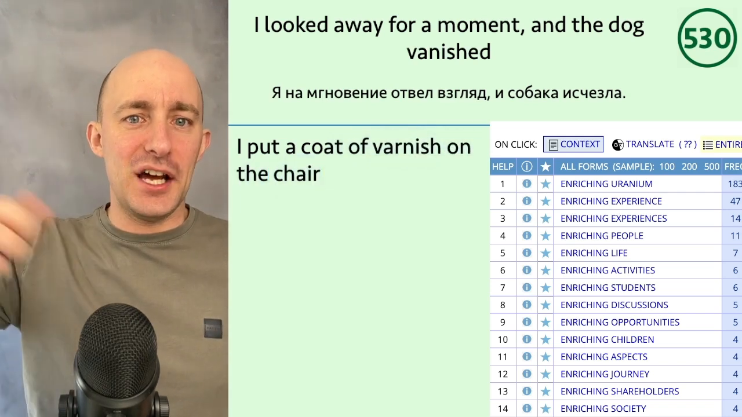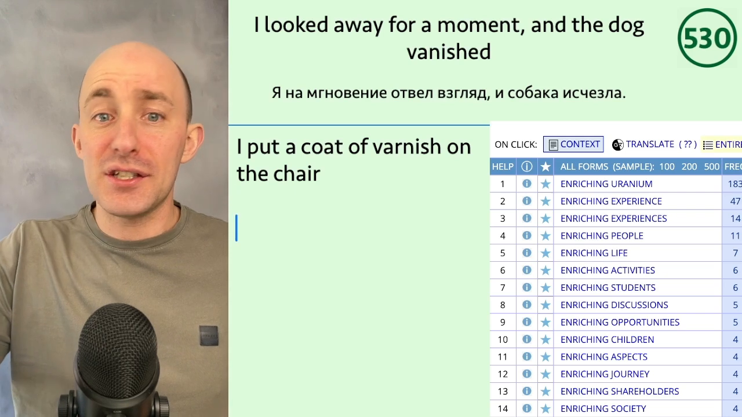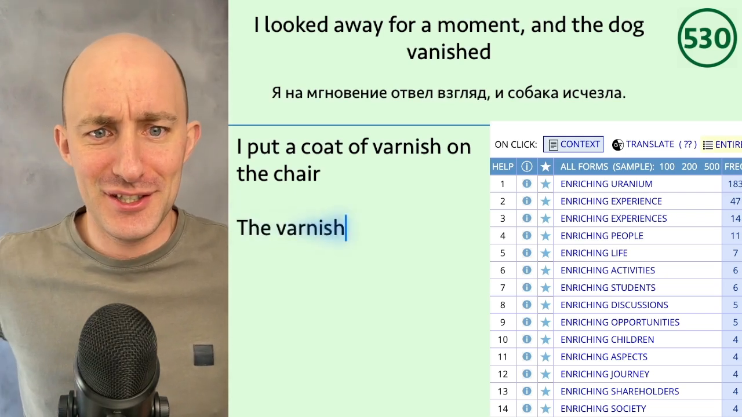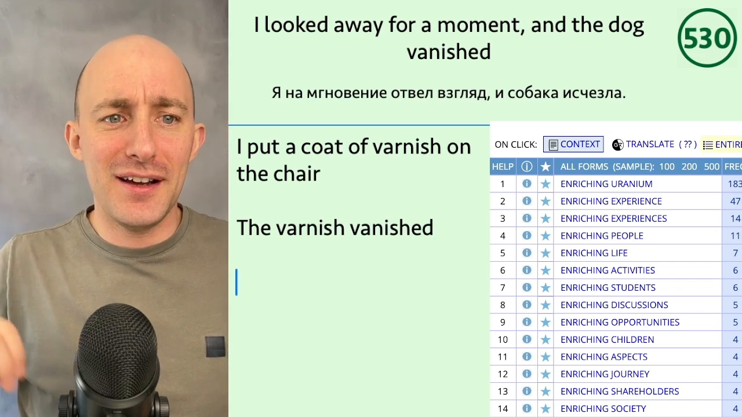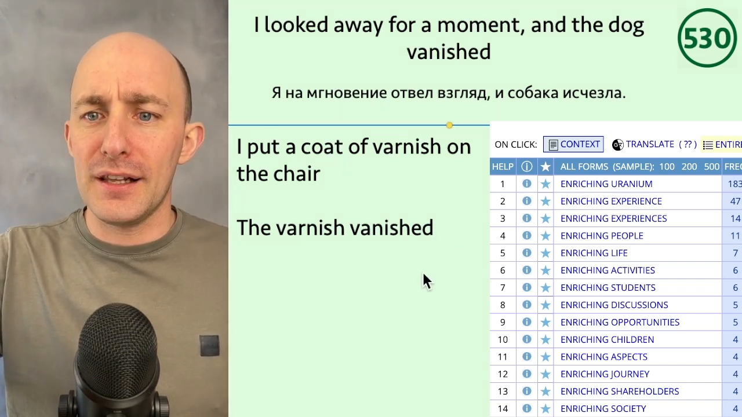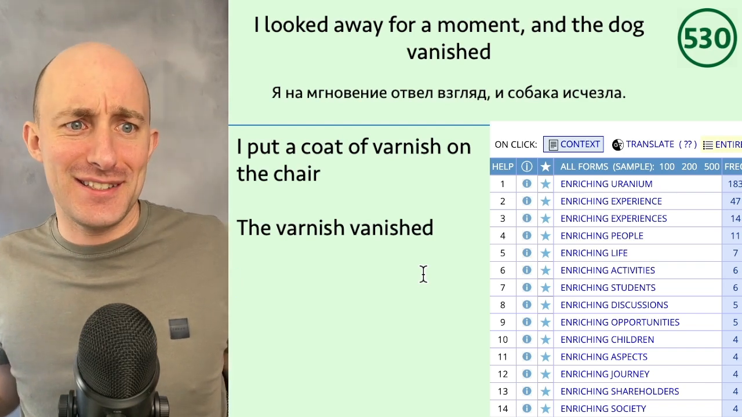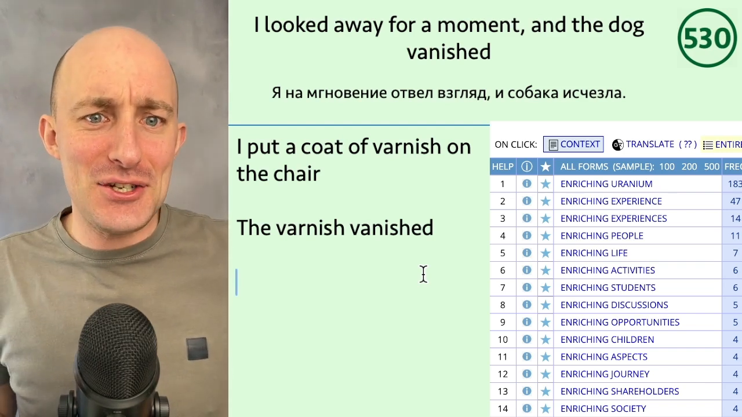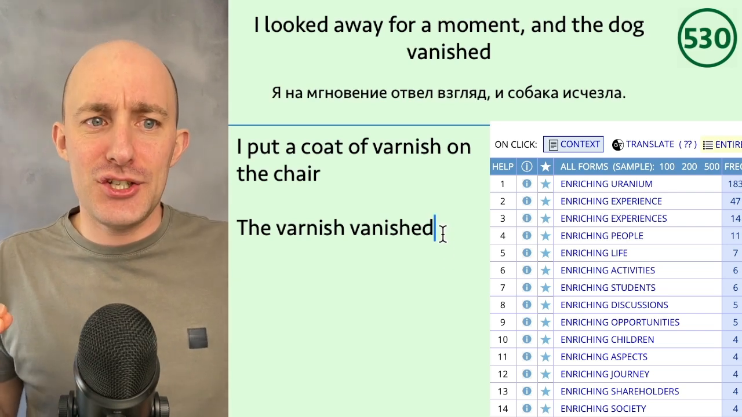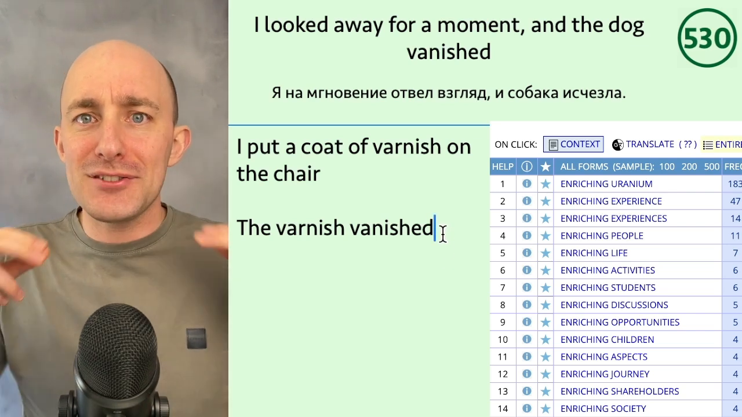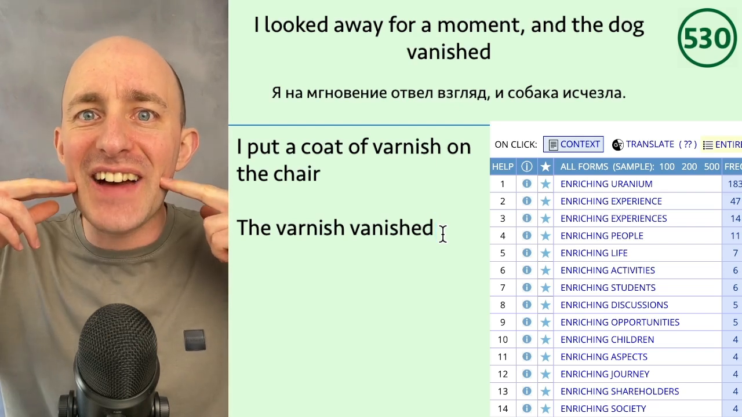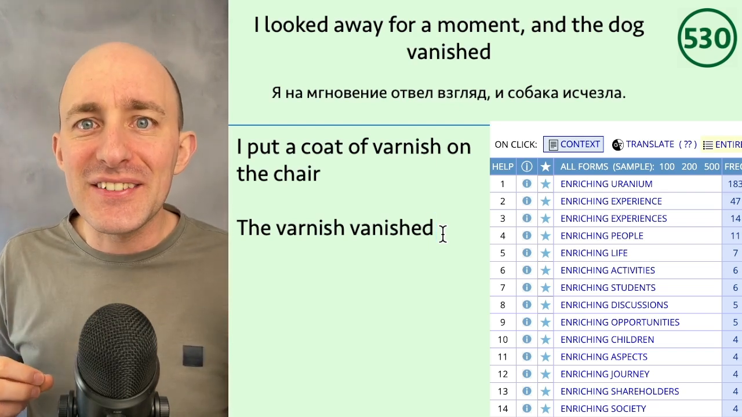I put a coat of varnish on the chair. A coat in this context is about paint. So that's varnish. But here, I don't know. The varnish vanished. There we go. Исчез. Varnish is lack. Of course it's lack. I knew that. Lack. So, lack исчез. The varnish vanished. When you say vanished, try to pronounce the V with a smile. Vanished. Vanished. The varnish vanished.